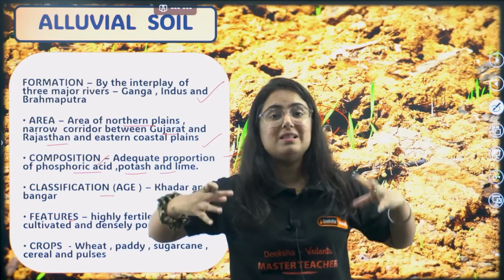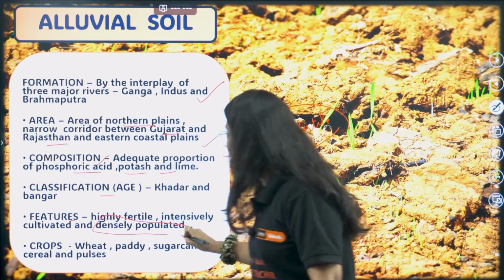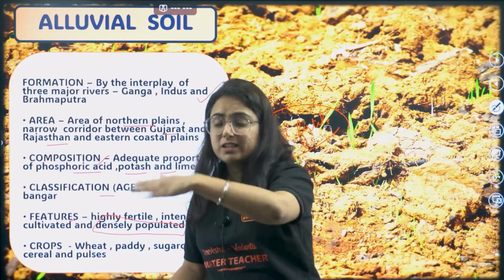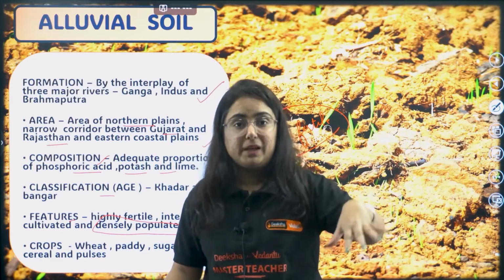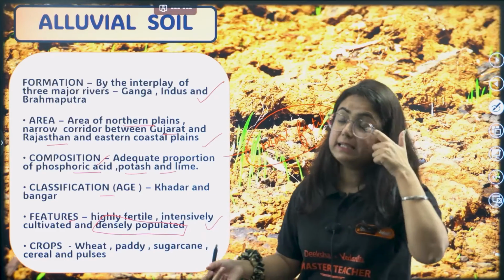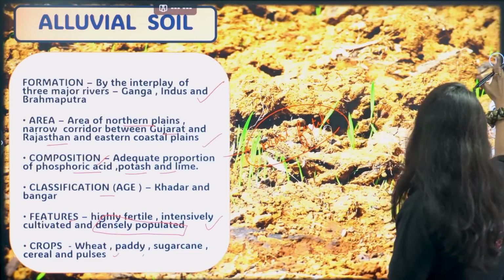Features: as this soil is very highly fertile, there will be intense cultivation, and as agriculture needed a long time, people started settling there, and because of this the region is densely populated. Like if we see the region of UP, Bihar, because it is the Ganga Plain, this is the reason they are high density populated states.